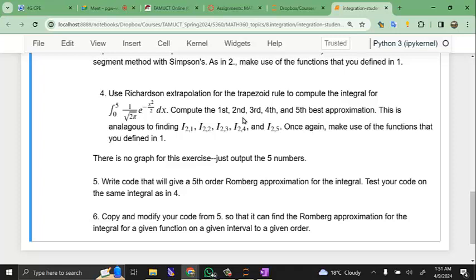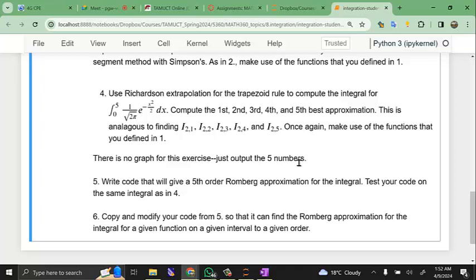And this is also used in differential equations and I think other applications as well. Right. So with the trapezoid rule, you compute the 1st, 2nd, 3rd, 4th, 5th best approximation. In the book, this is I21, I22, I23, I24, and I25. So make use of the functions you define in 1. There's no graph in these exercises, just output the 5 numbers. Okay.